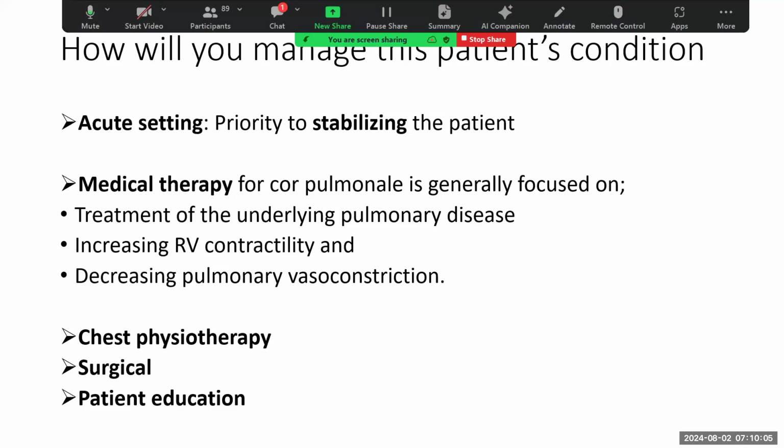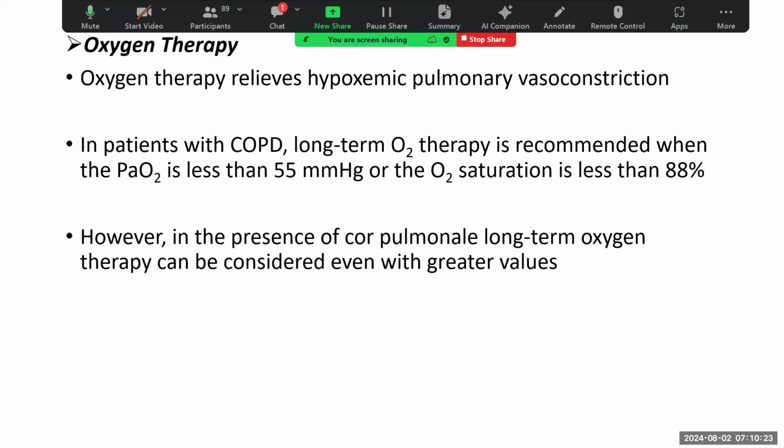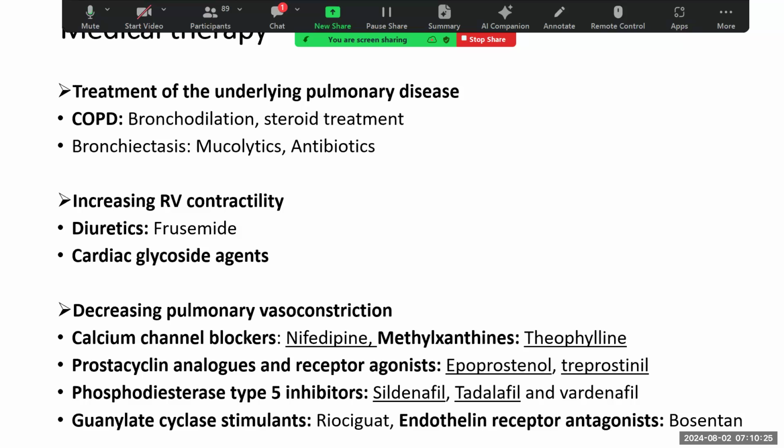And then medical therapy may also be indicated for the cor pulmonale, which will be focused on the underlying pulmonary disease, and then increasing the right ventricular contractility and then decreasing pulmonary vasoconstriction. Chest physiotherapy will also be useful in the patient's management. Surgical treatment may also be indicated. So for the medical therapy, by addressing the underlying pulmonary disease, for COPD, you want to give bronchodilators. Steroid treatment may also be indicated. For bronchiectasis, you give mucolytics and antibiotics as well.